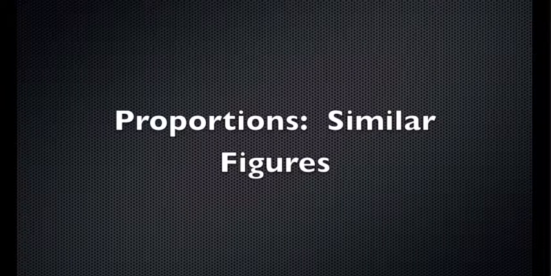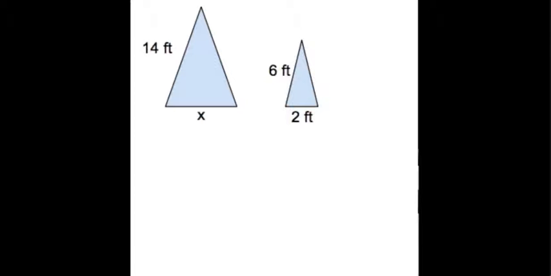In this tutorial, we'll look at proportions in similar figures. The two figures are similar figures, meaning that they have the same shape, triangles, and their sides are proportional. Because of this, we can write and solve a proportion to determine what x is, or the missing side length. When writing our proportion, we have to identify the corresponding sides from each similar figure.